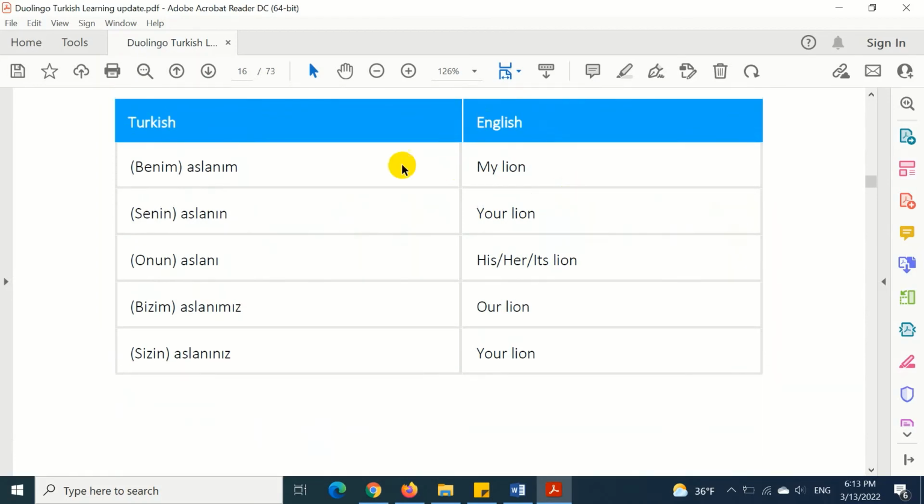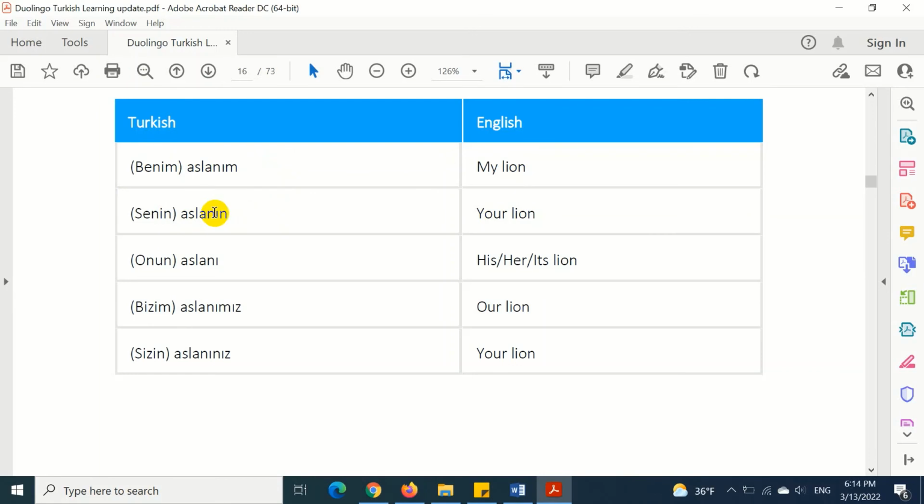So benim aslanım, my lion. Here benim is used inside a parenthesis because you can remove it as well. Aslanım conveys the idea of my lion, so no need to say benim. In Turkish it is good, but in English you need to say, for example, my book. If you remove my, then it cannot convey the meaning, but in Turkish you can remove that. Aslanım, my lion. Aslanın, your lion.